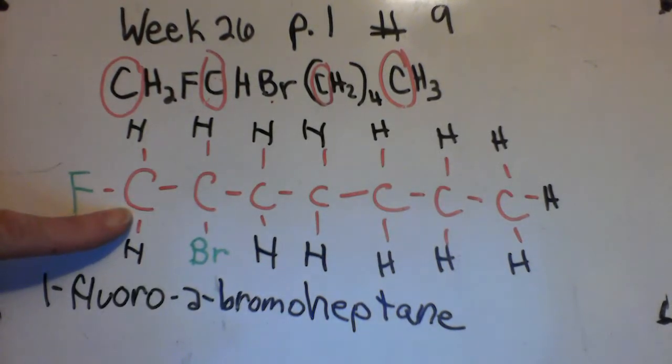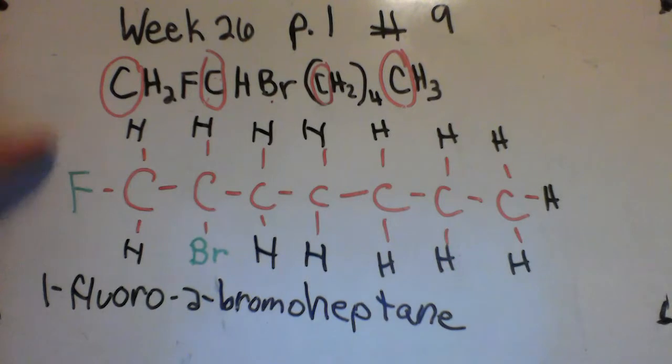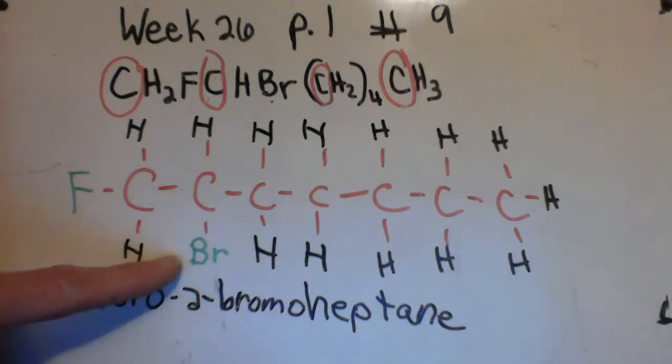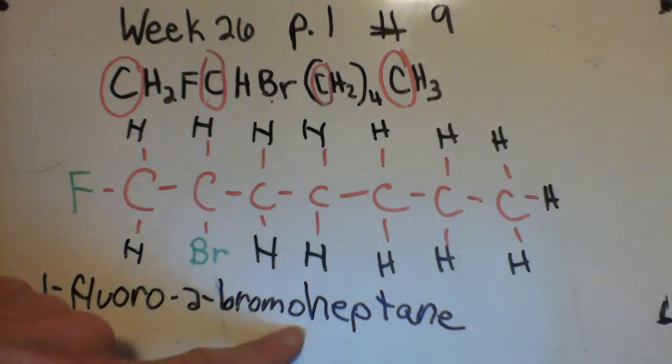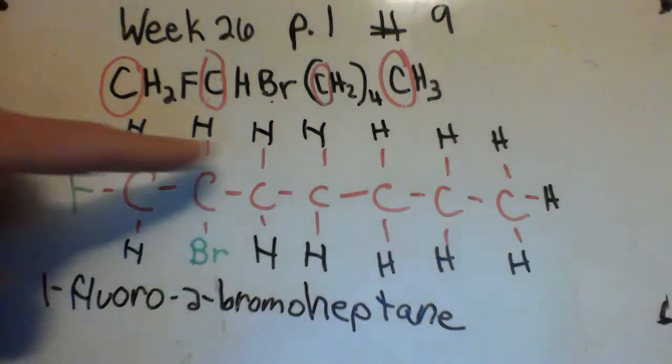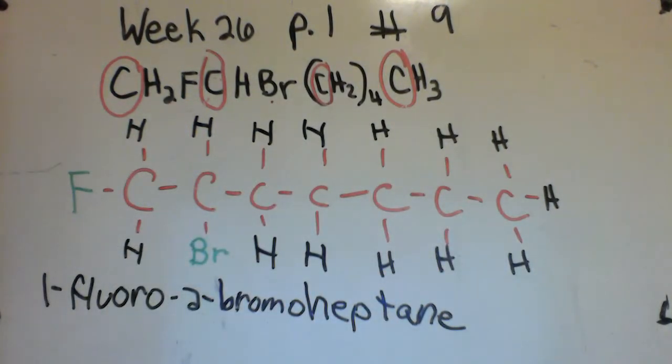Now I know we started counting from the other side last time, but we always start counting at the side that's closest to whatever functional group we're identifying. So since the fluorine is at this end, we'll say this is carbon number 1. So 1-fluoro, we added the O ending to show it's a halogen. The second carbon has bromine, so 2-bromo, and heptane is the whole parent chain. And that's the name of this particular molecule.